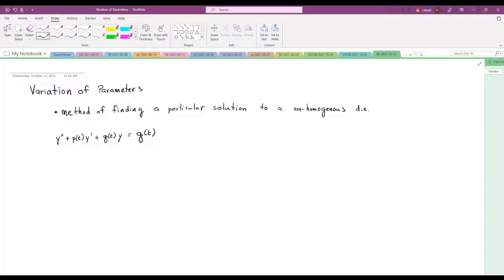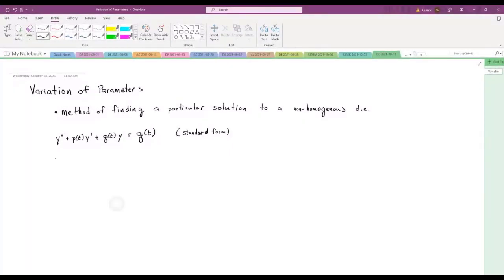So we're going to start off by writing out our differential equation in the conventional, or standard, form. Notice that that means that the coefficient for y double prime is 1. If it's not, you'll have to divide by whatever the leading coefficient is.